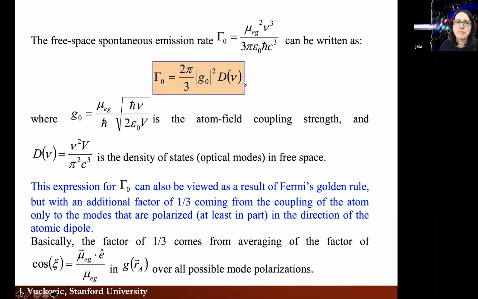But the reason why I'm rewriting it as Fermi's golden rule is because from this representation, you can see that you can change the spontaneous emission rate by changing the coupling strength or by changing the density of optical modes, okay?